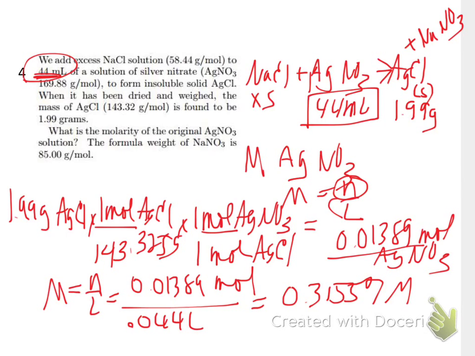But if you look here, I've got 3 sig figs in my mass of silver chloride. I've got 2 sig figs here, so the answer I should report in my notebook is 0.32 molar.